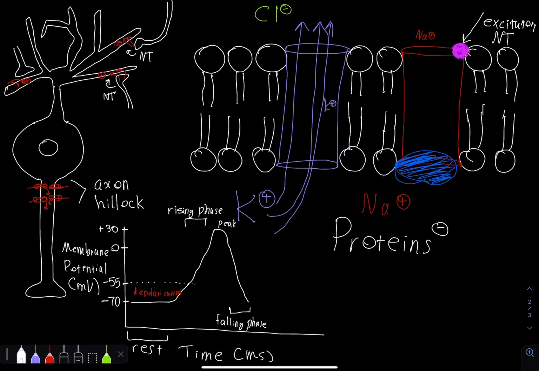And then we're going to hit threshold again, but we're going to undershoot. So we're going to go below threshold, then go back up and return to resting potential. This undershoot here is called hyperpolarization. We're becoming really polarized, or really negative.